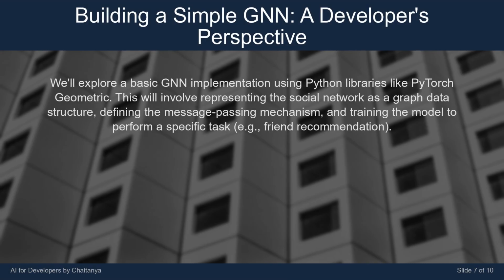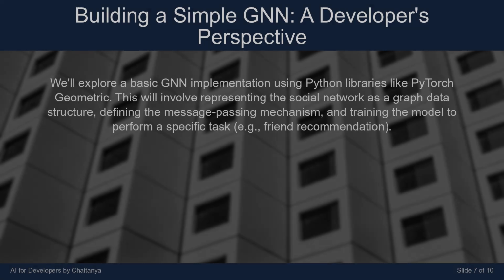We'll explore a basic GNN implementation using Python libraries like PyTorch Geometric. This will involve representing the social network as a graph data structure, defining the message passing mechanism, and training the model to perform a specific task, e.g., friend recommendation.